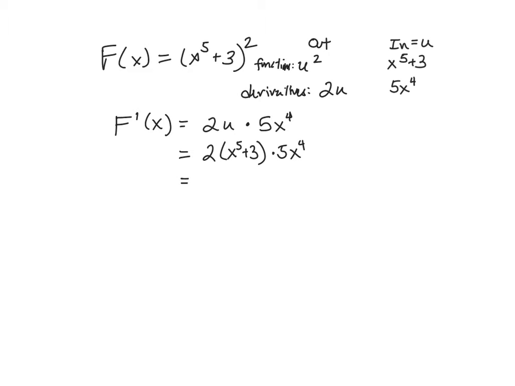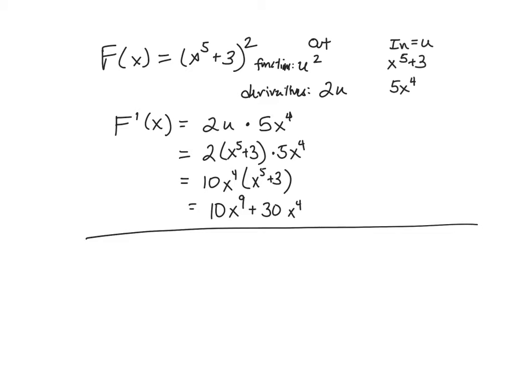I actually might multiply the 2 times the 5 to get 10x to the fourth times (x to the fifth plus 3). And really here, the algebra is not too hard. I could make it 10x to the ninth plus 30x to the fourth. And that would be the derivative there. Let me show you a similar one.